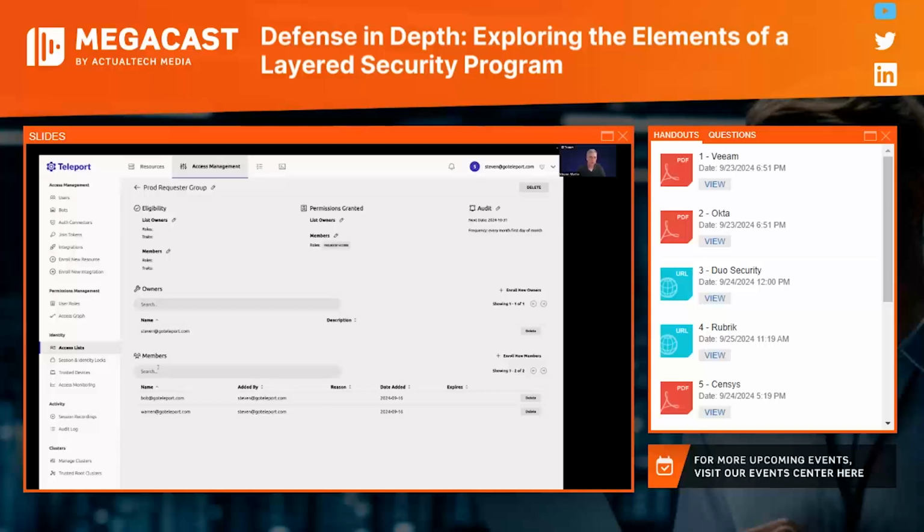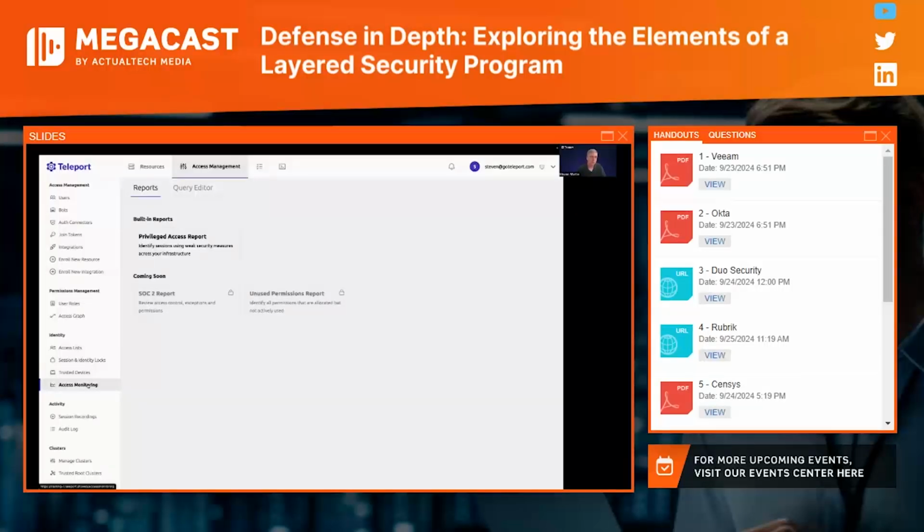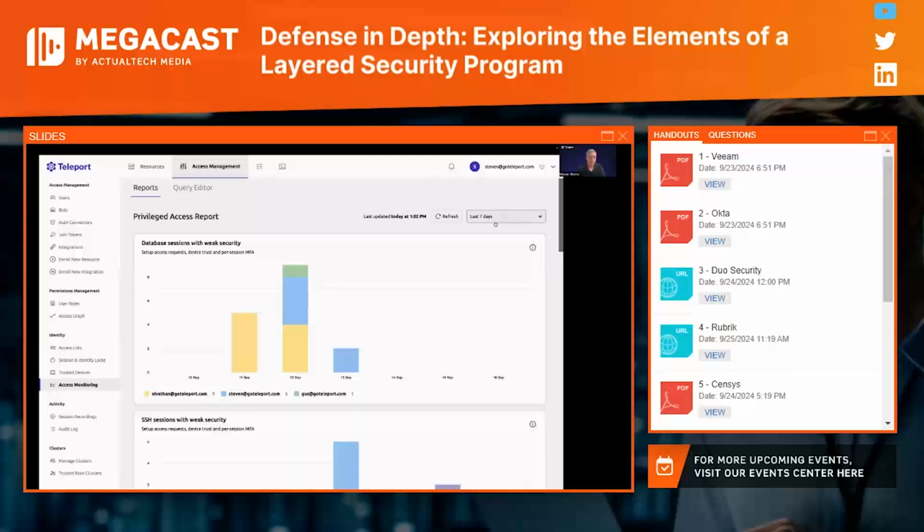Now, in terms of some other areas that help us keep that defense and infrastructure, we have our set of session and IDP, where we may want to maintain. We'll come back to that in a little bit. We also have our access monitoring. Access monitoring allows us to run real-time reports that are based on either the last 7 days to 120 days, based on common patterns where we see concerns.